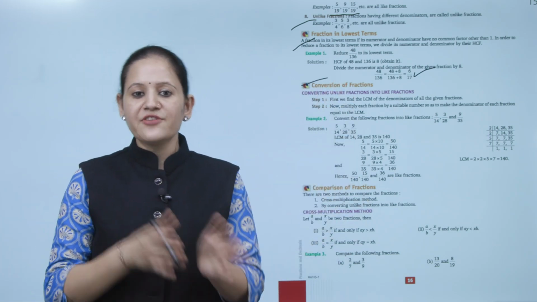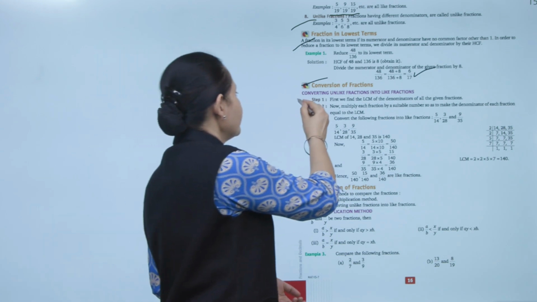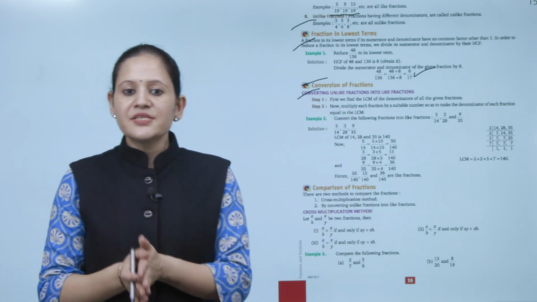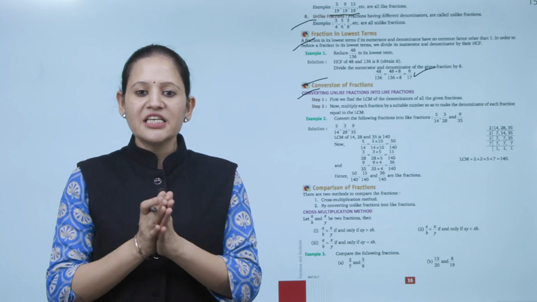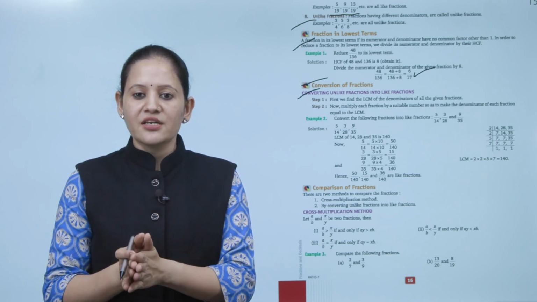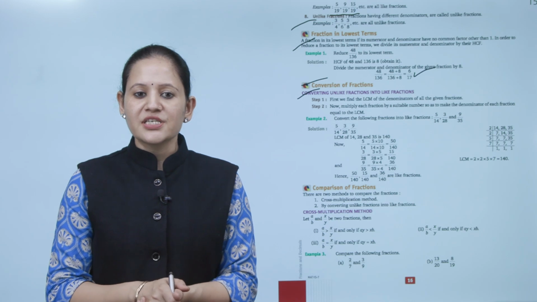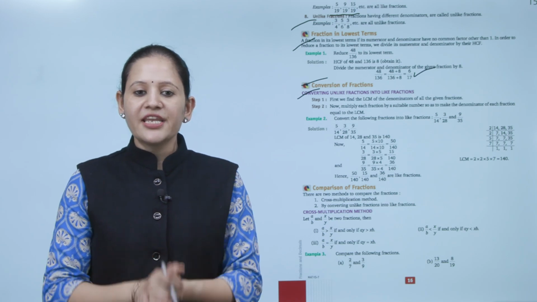First, convert unlike fractions into like fractions. Steps: first we find the LCM of the denominators of all the given fractions. Now multiply each fraction by the suitable number so as to make the denominator of each fraction equal to the LCM. Now we'll take an example.